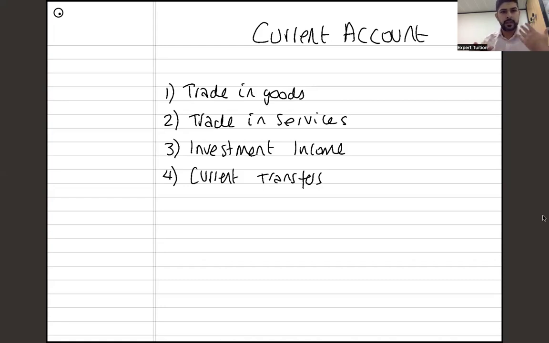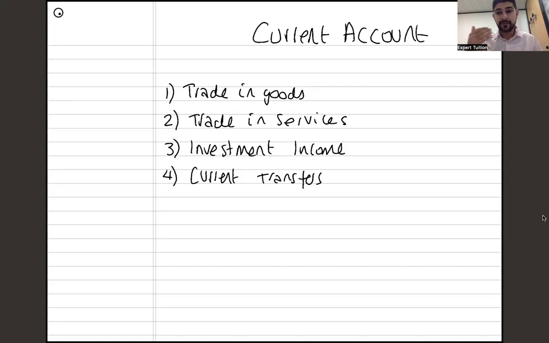You may have heard of this concept, especially those of you that do geography, called remittances. Remittances is basically people who work abroad and then send money back to their family. That money coming into that economy is an inflow of current transfers. The money leaving wherever that person is based is an outflow of current transfers. Yeah, cool. So hopefully that's a nice quick overview of what the current account is.